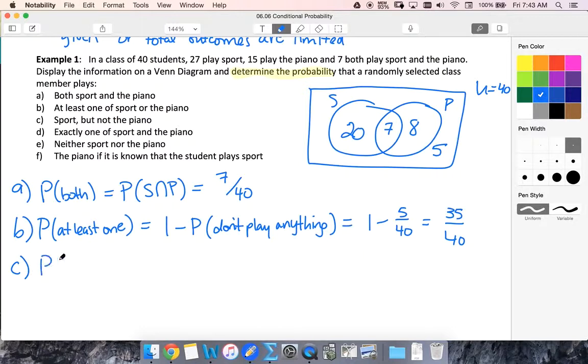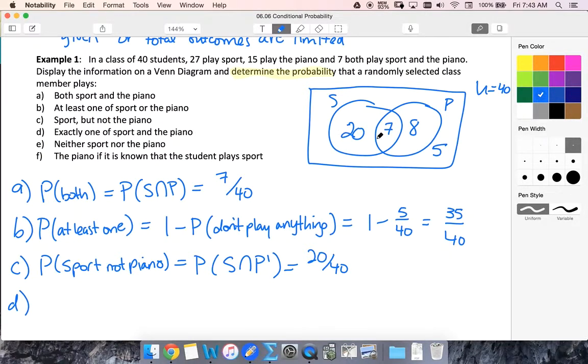Okay, they play sport but not piano. So if you remember our Venn diagrams, you should try and write this out on your own. What is it using Venn diagram notation, like up here? So we've got the people who play sports and not piano. That's 20 out of 40. Of course, we could reduce all these fractions, but it's okay to leave them whole.